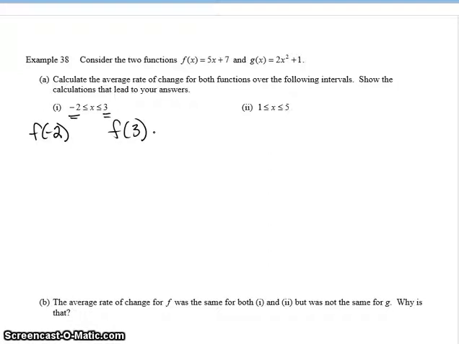So f at -2, just simply take this -2, go up here. It becomes 5 times -2 plus 7, and you're going to get -3. F at 3, plug in a 3. 5 times 3 is 15 plus 7, you get 22. And you can do that same thing. Now remember, this is like the coordinate -2, -3. It has an x and a y value. So now you just calculate slope. I'm running out of time here, so I'm going to pick up in 1 second.